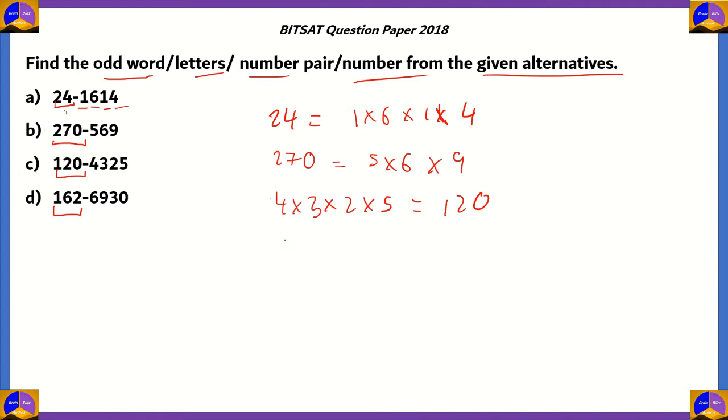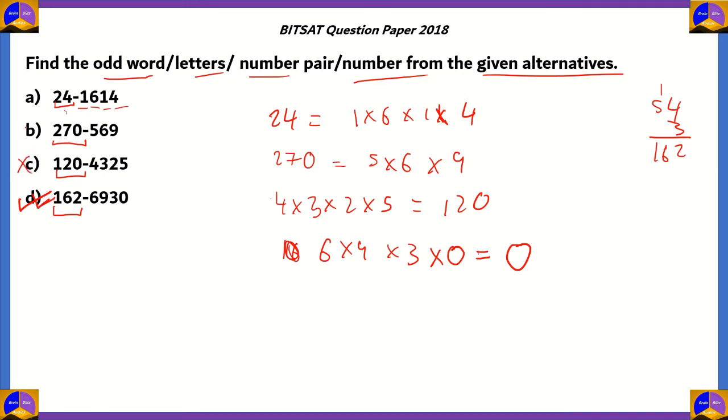Now what about D? 162. So let's take 6 times 9, so that's 54 times 3. 4 times 3 is 12. 5 3s are 15. 15 plus 1 is 16. But then you also multiply this by 0. And anything multiplied by 0 equals 0. So that means 6930 cannot be related with 162. So option D is the odd number pair from the given alternatives.